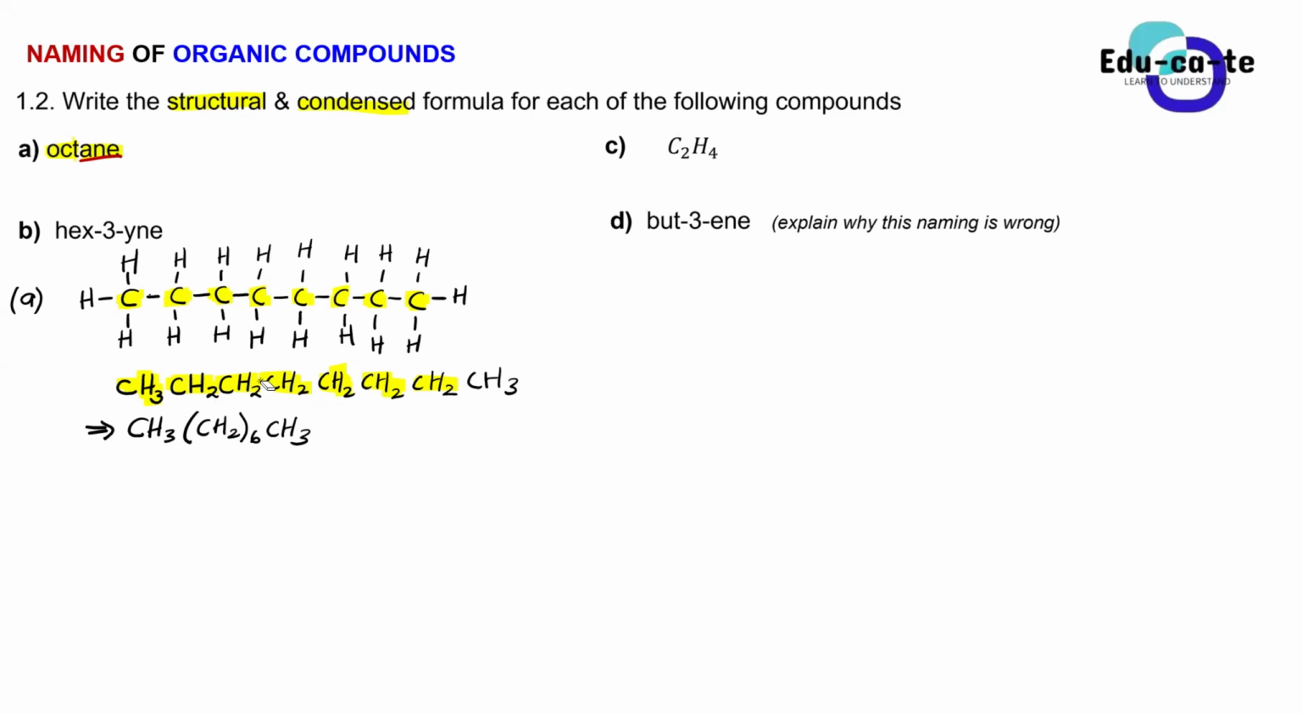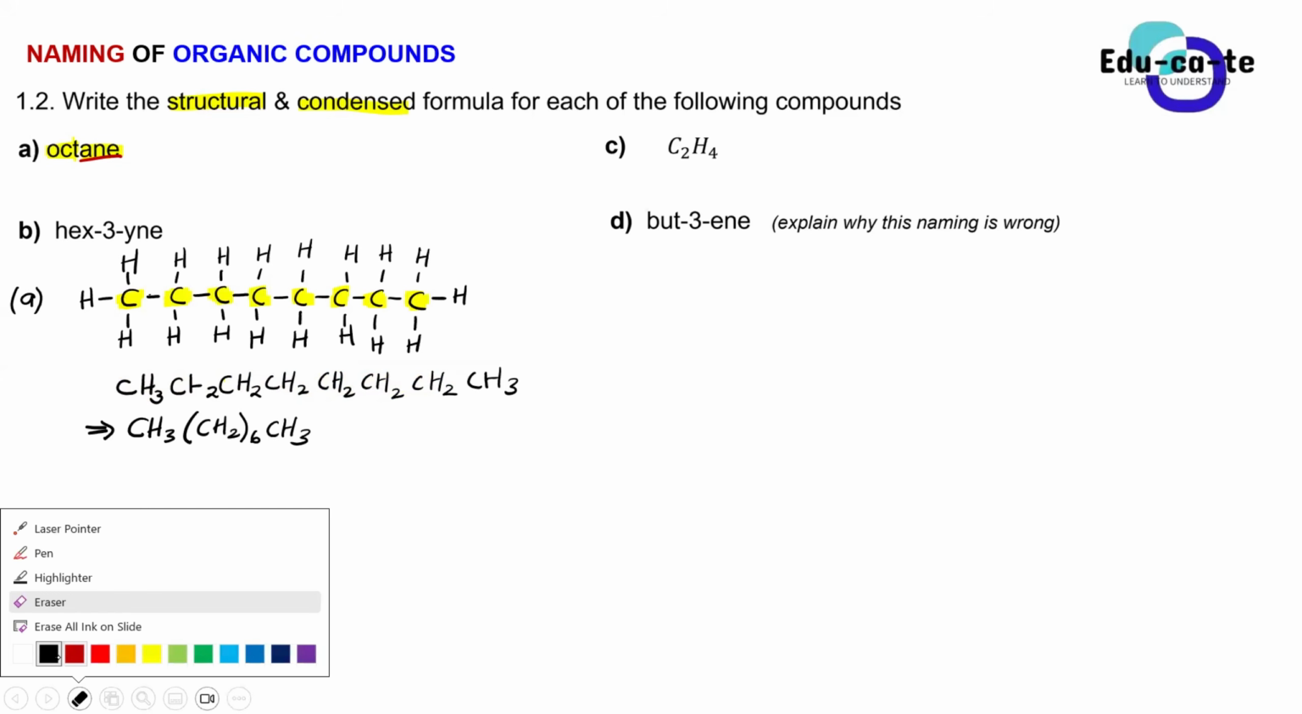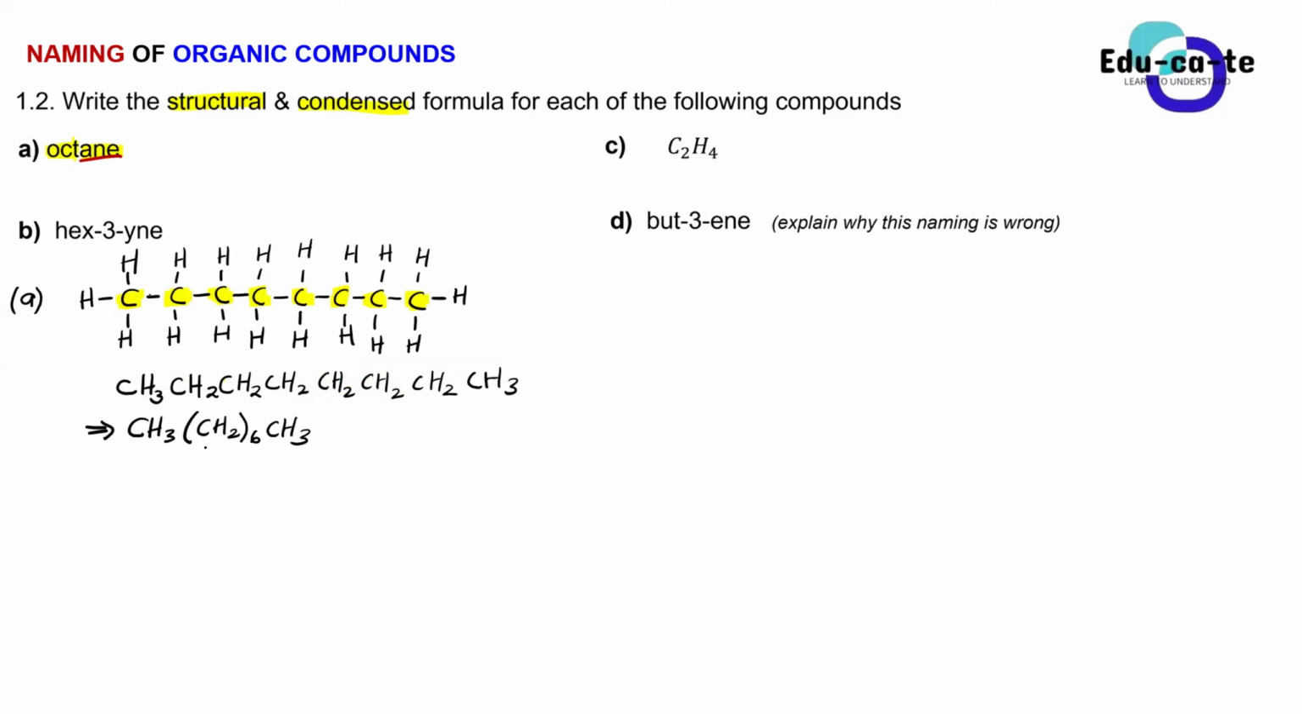In a test, will you get 0 if you don't simplify? No. You can still write it in its longest form. This is just another way of writing it. Yes. And then after you are done writing this CH2 about 6, then you write the CH3. Because after these 6 CH2s, we still have a CH3 at the end here that we must also indicate.